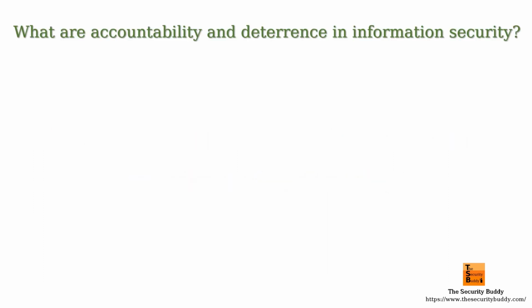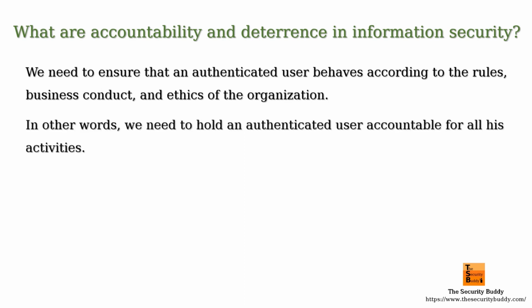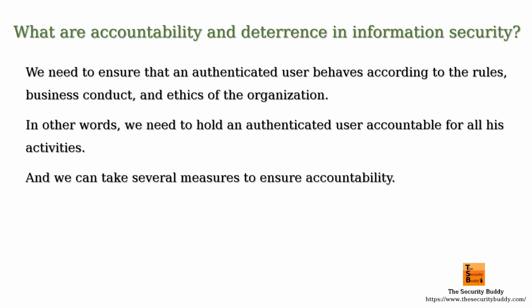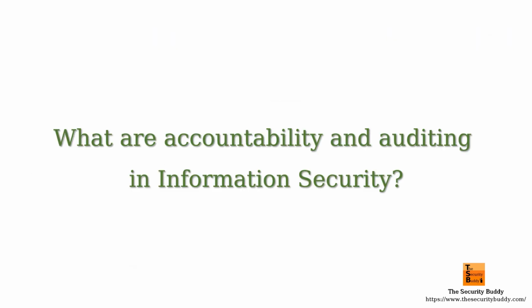We need to also ensure that an authenticated user behaves according to the rules, business conduct, and ethics of the organization. In other words, we need to hold an authenticated user accountable for all his activities, and we take several measures to ensure accountability. For example, we can review the organization's records or information to ensure an authenticated user is held responsible for any wrongdoing. These are examples of auditing. We have discussed accountability and auditing in another video. The link is provided in the description.